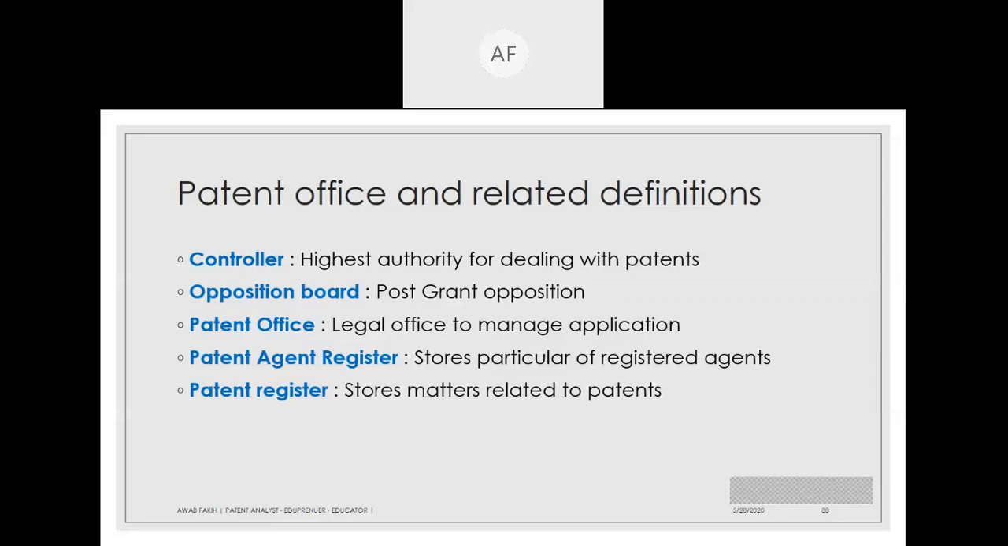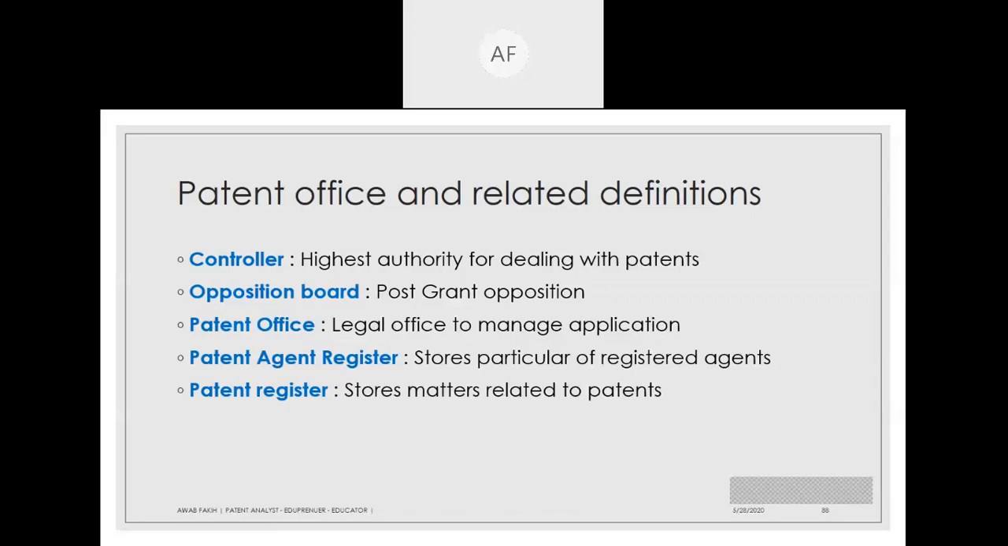The controller can give an opportunity of hearing to any applicant at any stage of the prosecution. So at this moment, we have discussed three things: the controller, the examiner, and the patent office, right? Now we should talk about the patent agent.